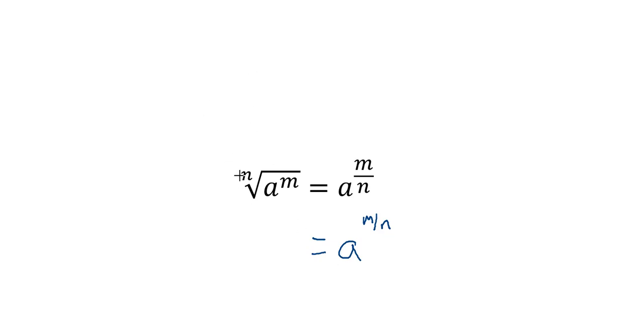What I want you to notice is the pattern here: the root you're taking, which is n in this case, becomes the denominator of your fraction, and the power inside the radical becomes the numerator of the fraction. And then a becomes the base of the exponent where the fraction is going to exist.